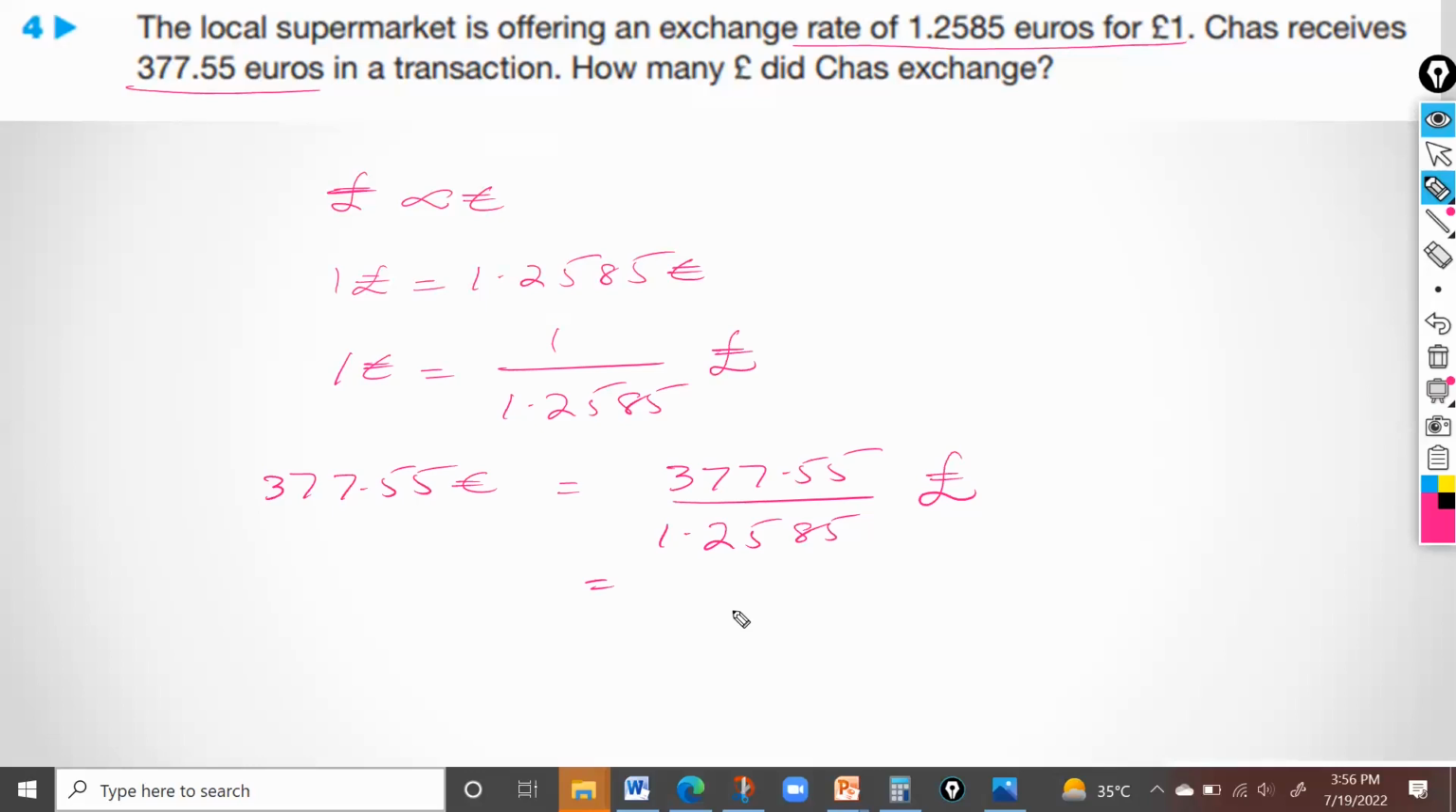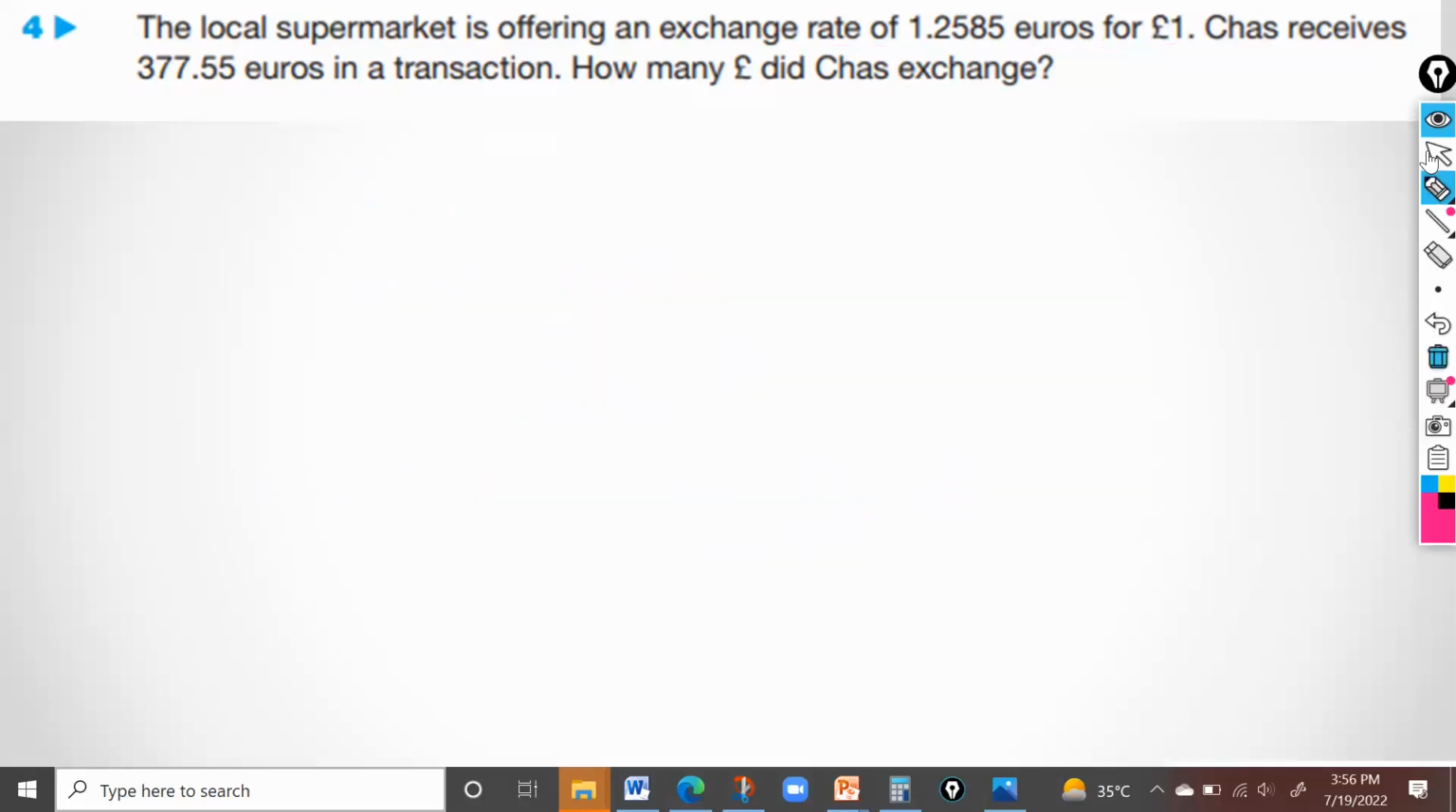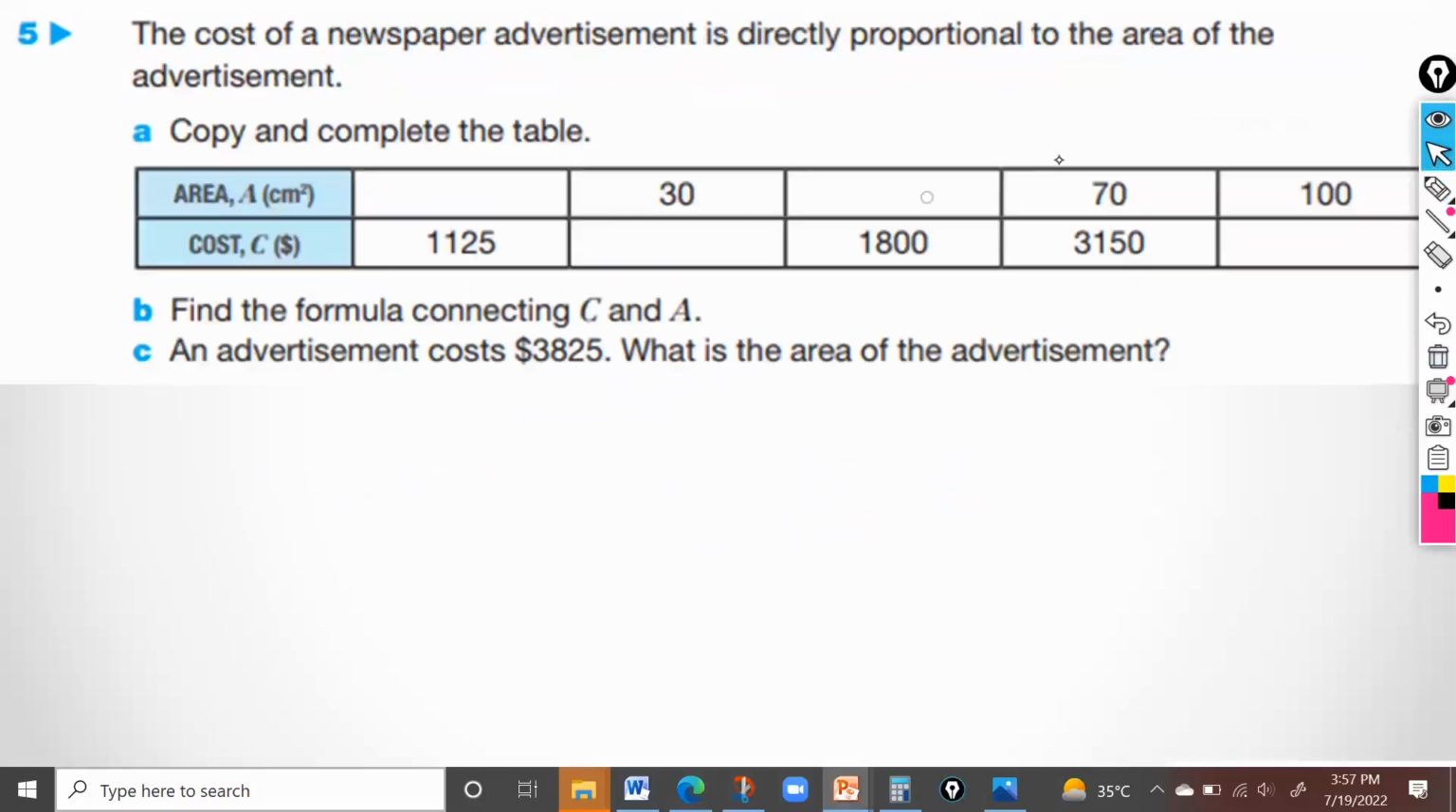So we got here 300. Check now, am I right or wrong? Okay, to me, this one is 300 pounds, the answer. Now we come to the next question. Okay, question number 5.